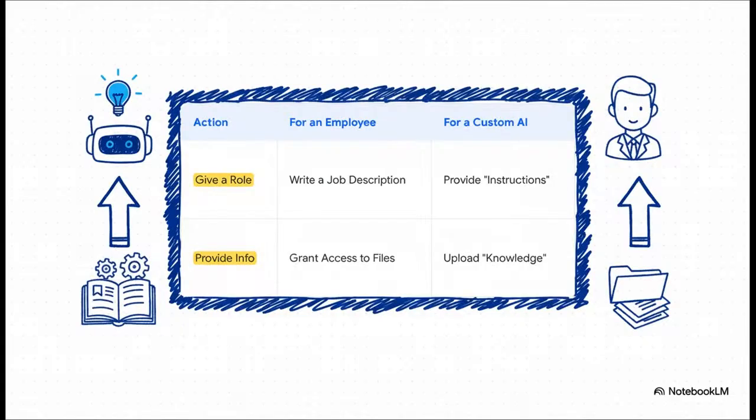And this comparison lines up perfectly with the two core parts of this whole process. For that new employee, you write a job description to define their role. For your custom AI, you provide what are called instructions. Then you give the employee access to all the company handbooks and files, right? For the AI, you upload all of that as knowledge. See? It's the same thing.